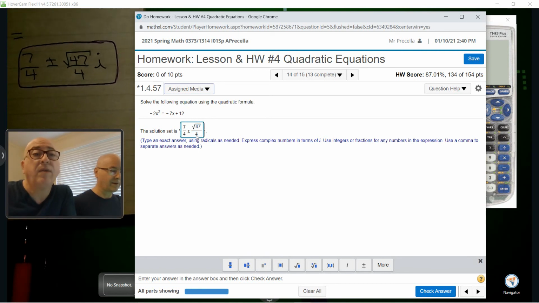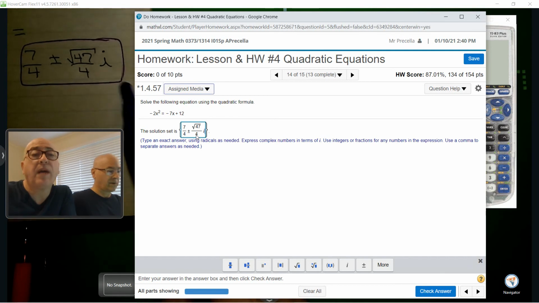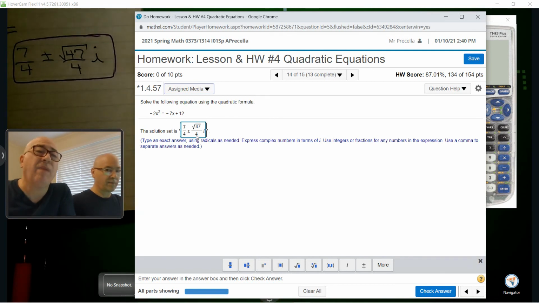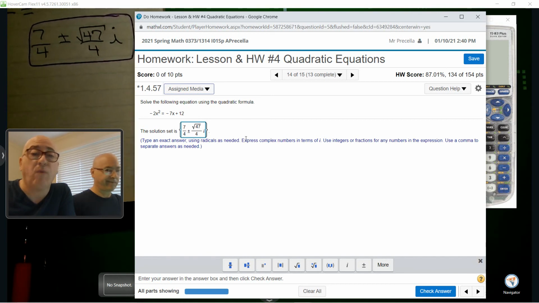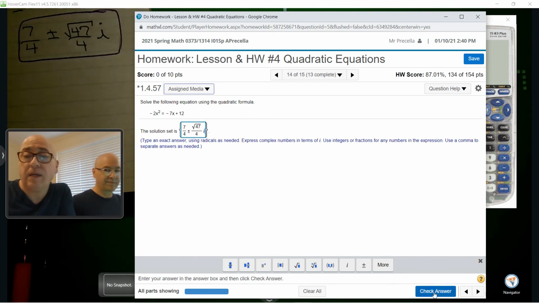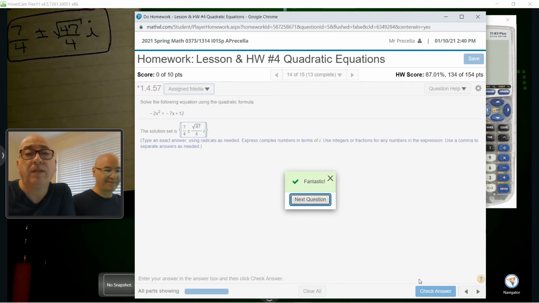Right arrow to get out of that fraction before I put the I. If you're going to write it like this, you might want to just put the I up there in front of the square root of 47. But there are several ways to write your answer.